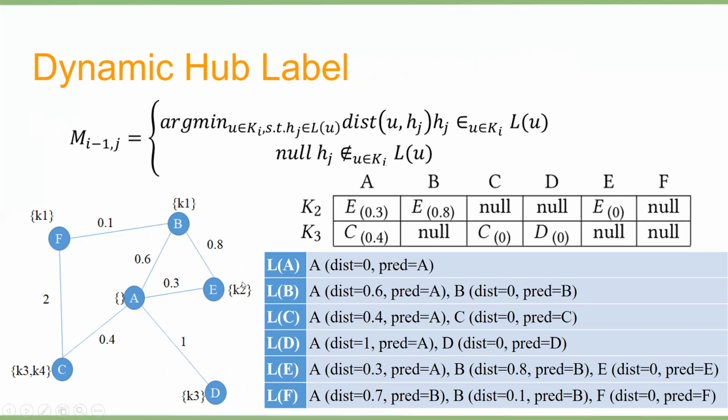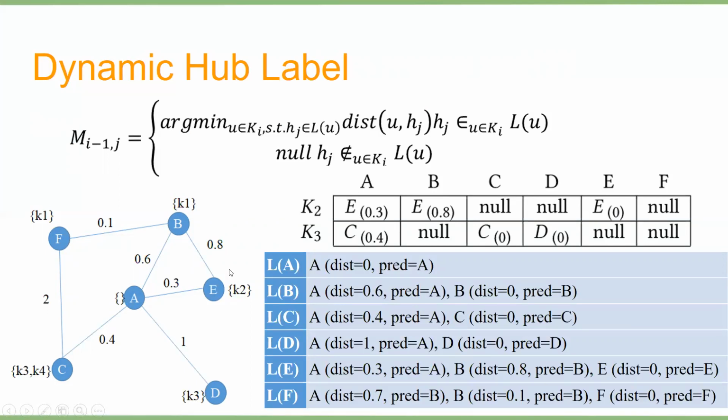For K2, it only has a vertex E, so we scan all the labels in LE and hash A to the location of A with the shortest, closest vertices and the corresponding distance 0.3. For B, we hash it to B and the distance 0.8. Hash E to E and the distance is 0.